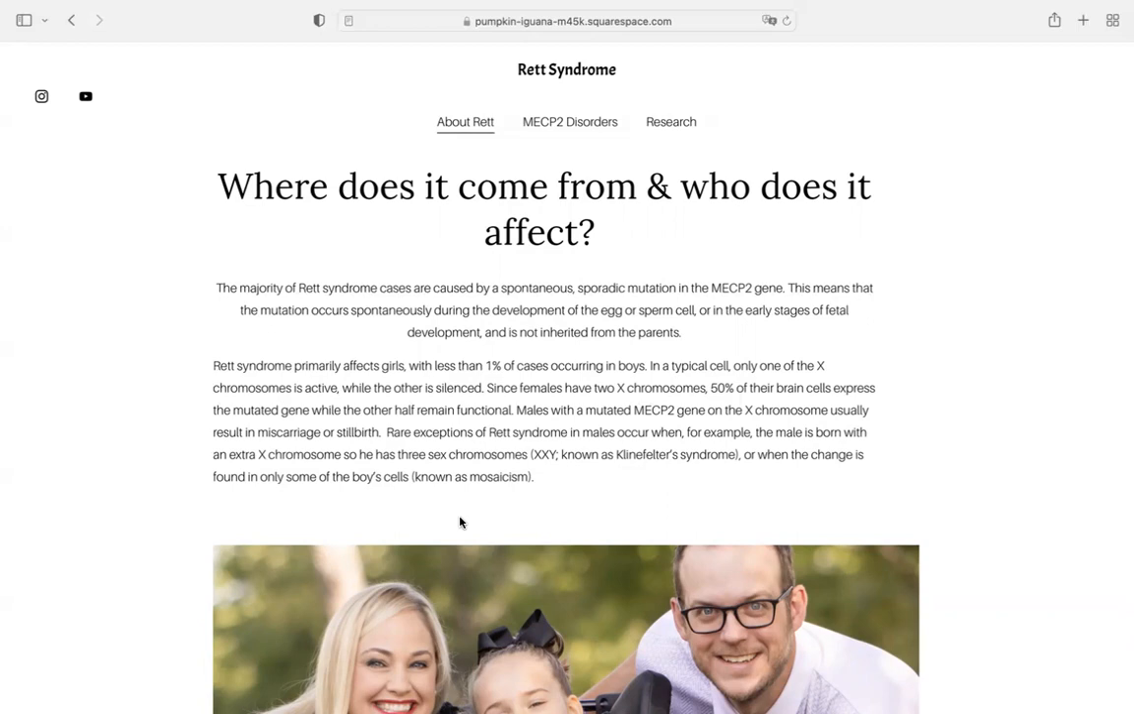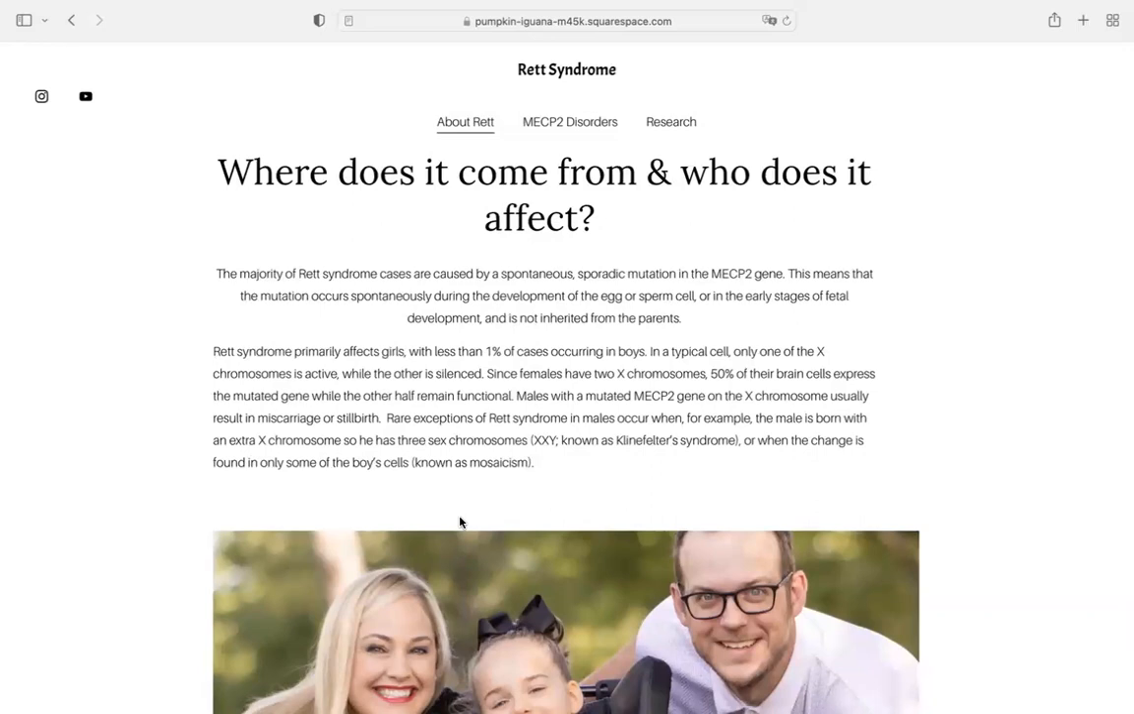And Rett syndrome primarily affects girls because boys only have one X chromosome. And if that X chromosome is mutated, then it usually leads to miscarriage or stillbirth. While in girls, due to X inactivation, half of their brain cells will express a normal level of MECP2, while the other half will be abnormal.